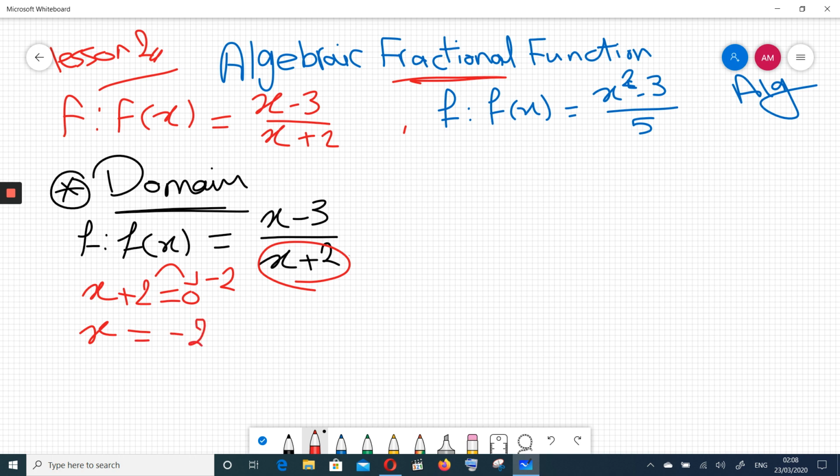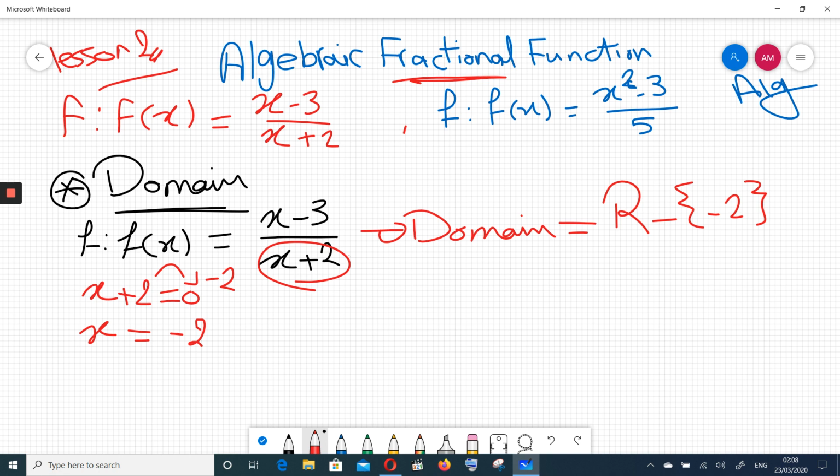That means our domain is going to be R minus the set of negative 2. This is the meaning of the domain. If we put for x any number except negative 2, we can get a value.